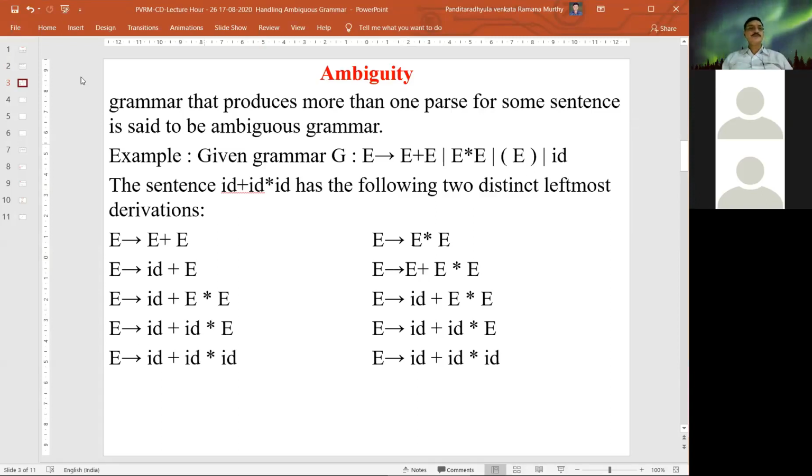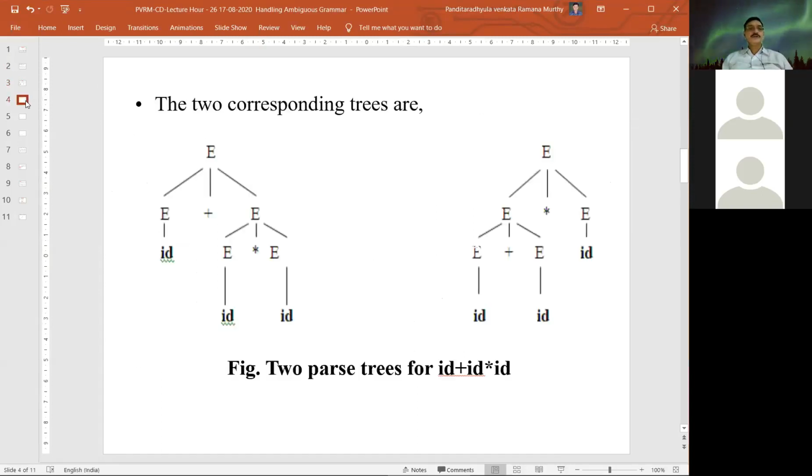Okay, so that is the thing: the grammar has two different trees, which is easy for recognition. But these two trees produce two different types of outputs. Why is that happening? For example, whenever we have two operations, here it contains a plus sign and a multiplication sign.